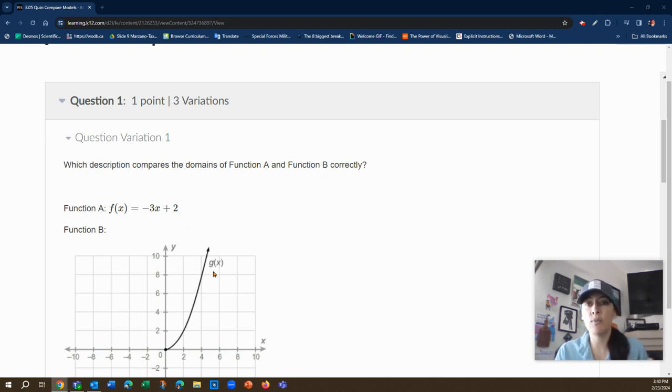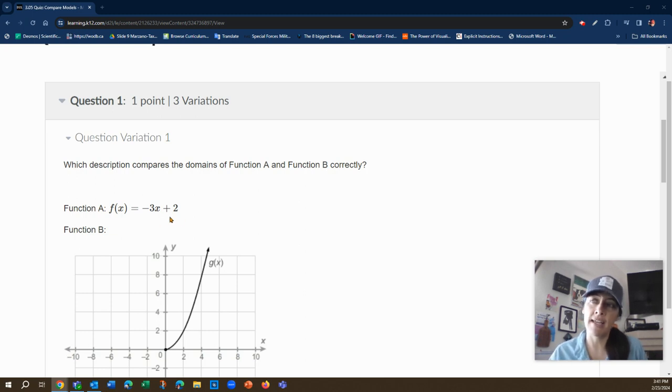So we need to ask ourselves, do we know what the domain is? And if you don't, remember, you're welcome to search on the internet for that information, or use your notes, your book. What is the domain of a function? It's the x values. It's all of the possible x values that our function can take on.